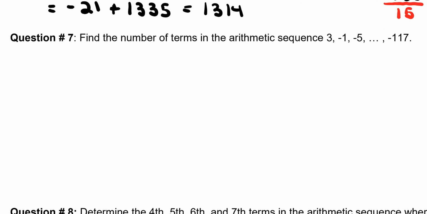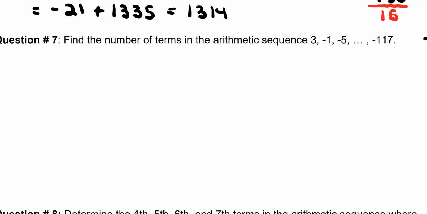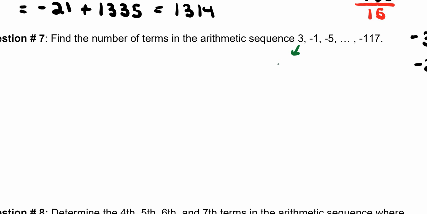Question number 7 here: find the number of terms in the arithmetic sequence. Okay, this is another great question. In this problem, our first term is going to be 3, our second term is going to be negative 1, and then we have a bunch of other terms, and we know our last term has a value of negative 117. So we're going to figure out how many total terms there are in this sequence.